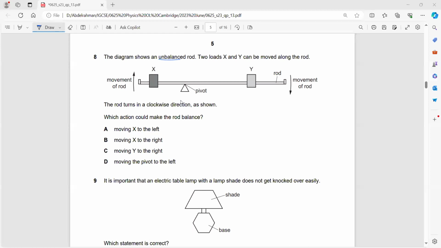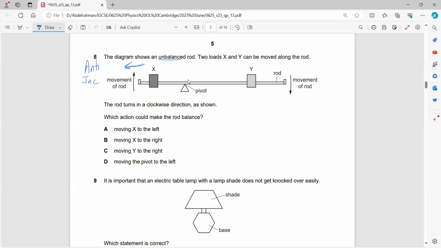Let's check out the answers. For example, A, if I move X to the left, what will happen? If you move X to the left, the anti-clockwise moment will increase. Is this what I want? Yes, it is what I want. You actually need to increase the anti-clockwise moment.